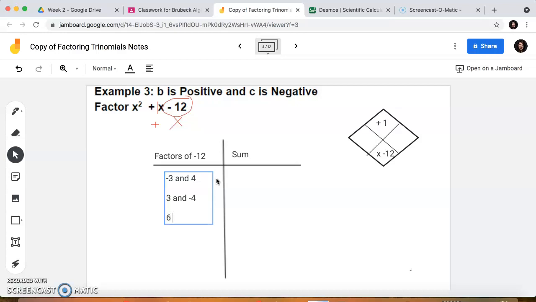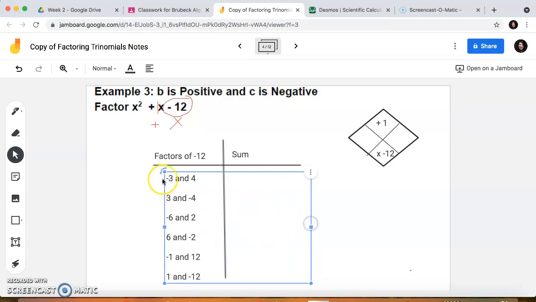We could do 6 and 2, but one of the numbers is going to have to be negative. So we could do it with 6 negative, and then we could try one with the 2 as negative. And then also 1 and 12, but again, one of the numbers has to be negative. So we can make the 1 negative, and we can also make the 12 negative. So let's now add these, okay?